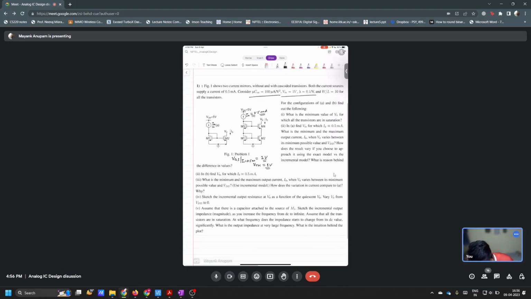Now tell me what should be the voltage here? This current is 0.5 milliamps. VGS for a current of 0.5 milliamps is equal to 2 volts. VTH is 1 volt. What is the voltage here? 2 volts, right? Fine. What is the voltage here? 2 volts. What should be the voltage here? 4 volts, I think.